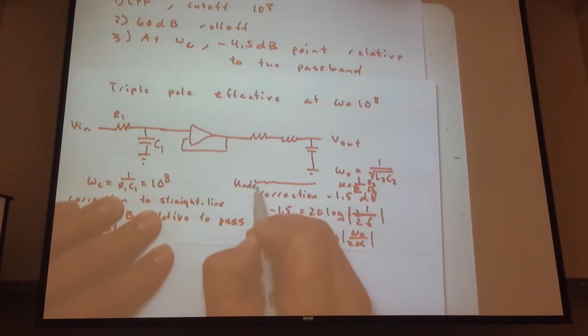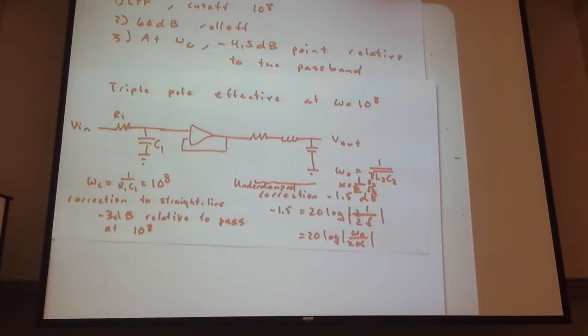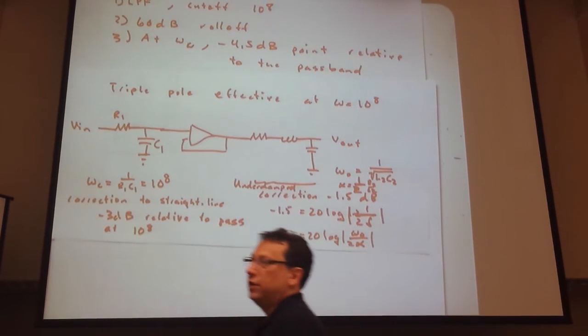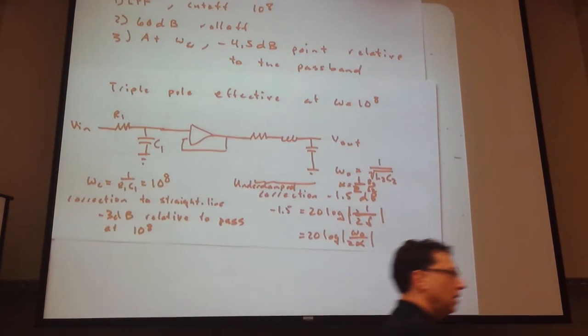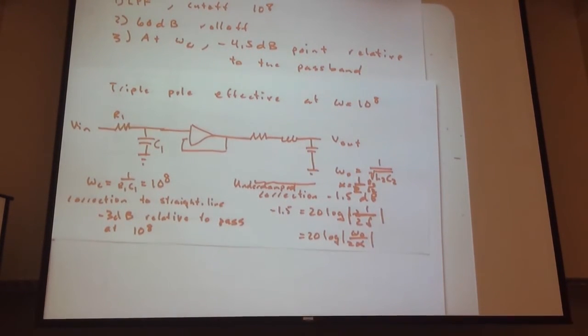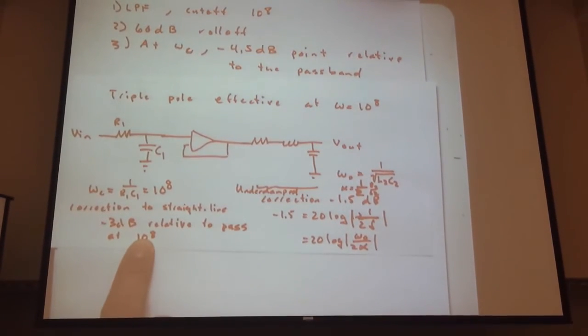And to emphasize, this is underdamped. So for that triple pole to be larger than minus 9 dB, we have to have an underdamped second order circuit. How much is it underdamped? Well, that depended on our spec and the fact that we have minus 3 dB here.